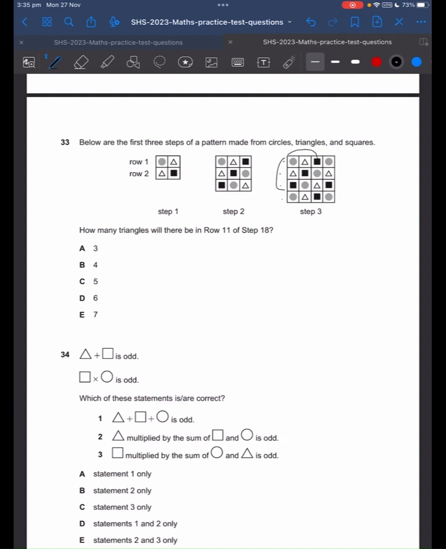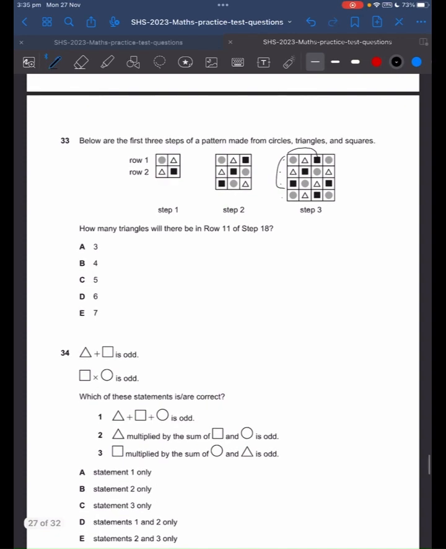In step 19, how many columns and rows will there be? Well, from these steps that are drawn, step 1 has 2 rows and 2 columns, step 2 has 3 rows and 3 columns, and step 3 has 4 rows and 4 columns. So step 19 should have 19 rows and 19 columns.